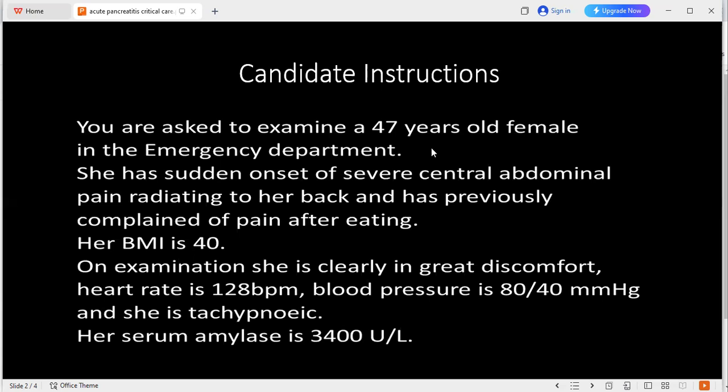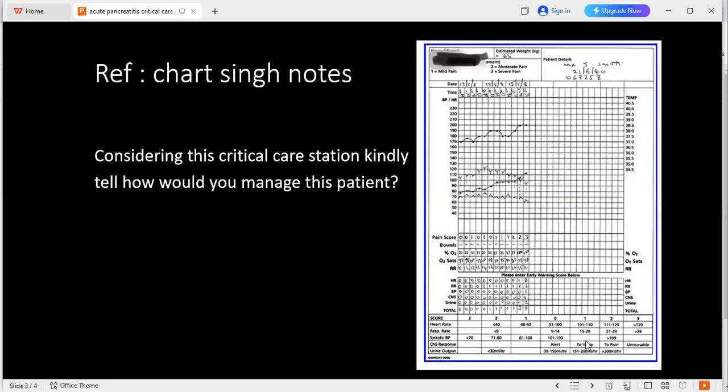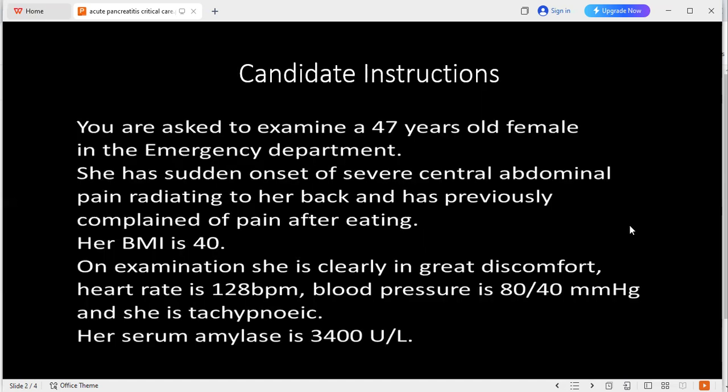Please, just tell me the management first. Considering it a critical care scenario. I will manage her according to the CCrISP protocol, ABCDE. Regarding her, we will also manage her pain with painkillers, and support her with a central line and IV fluids, IV antibiotics, and a proton pump inhibitor.